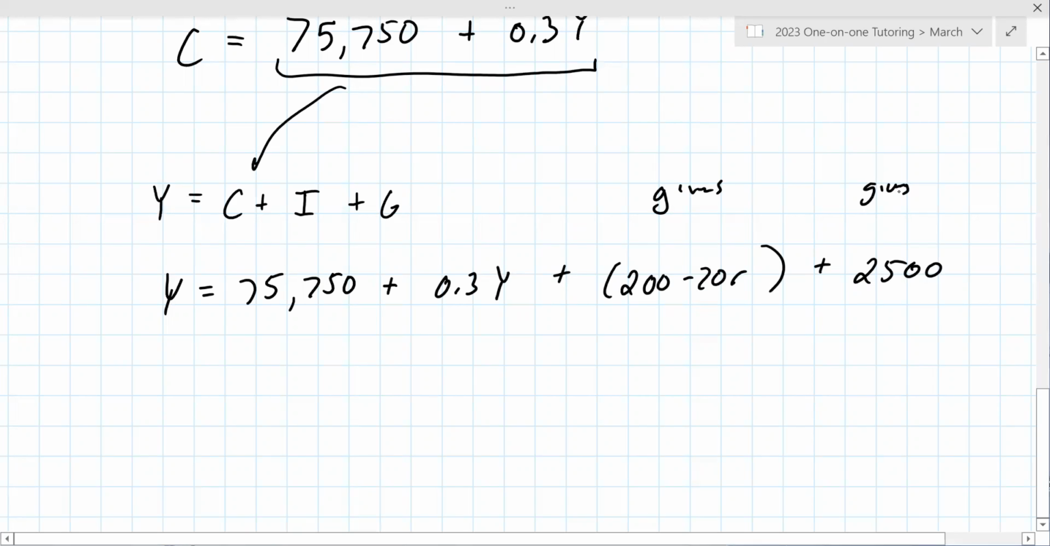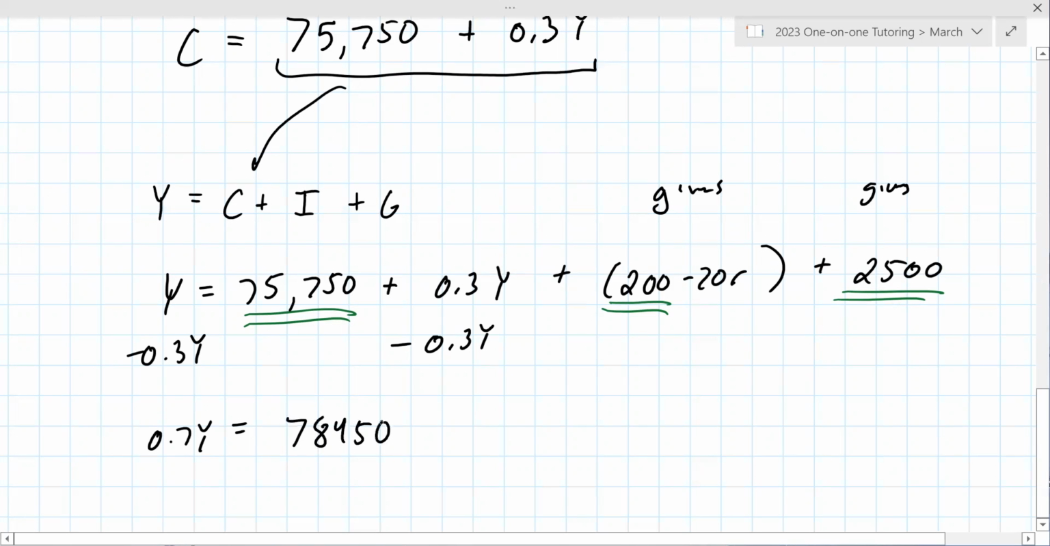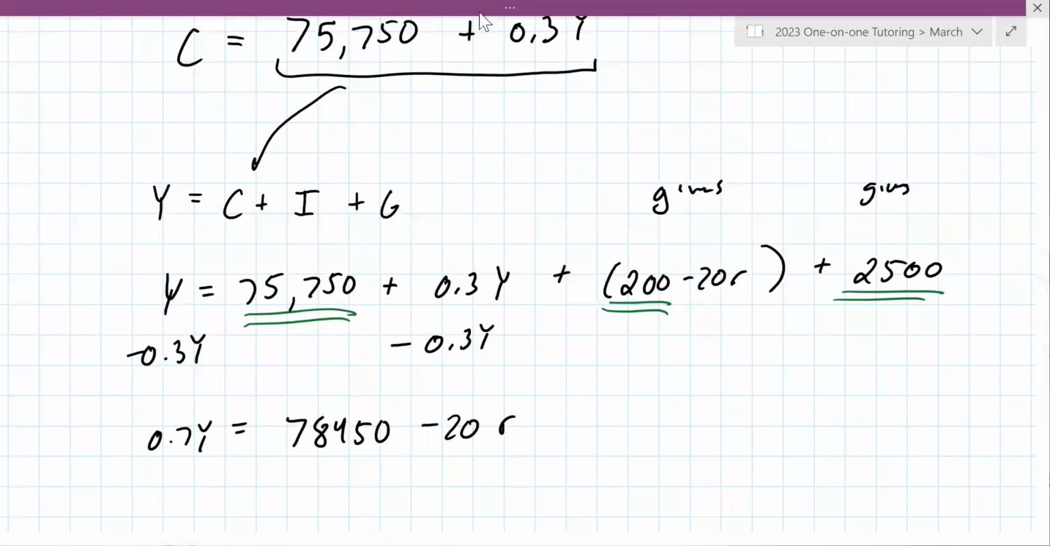Basically, you're going to get the Y on one side. So that ends up being 0.7Y equals, and then we can combine. Is it 0.7 or 0.3? Oh, no, because you're subtracting. Never mind. Got it. You can combine these three values, and that's, let's see here, 78,450, and then you've got minus 20R. And then you can divide everything by 0.7.